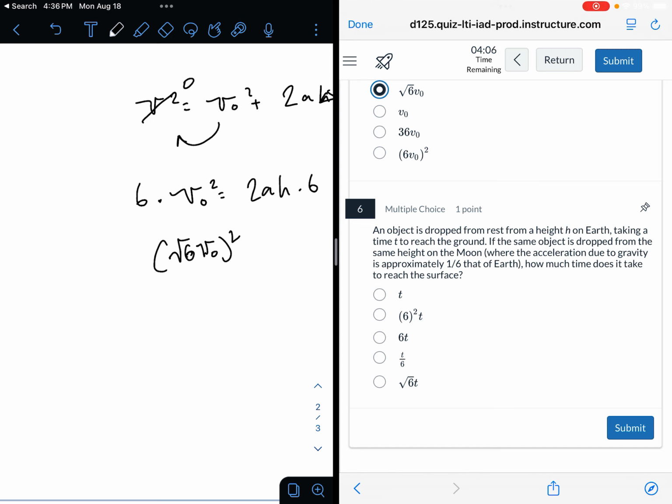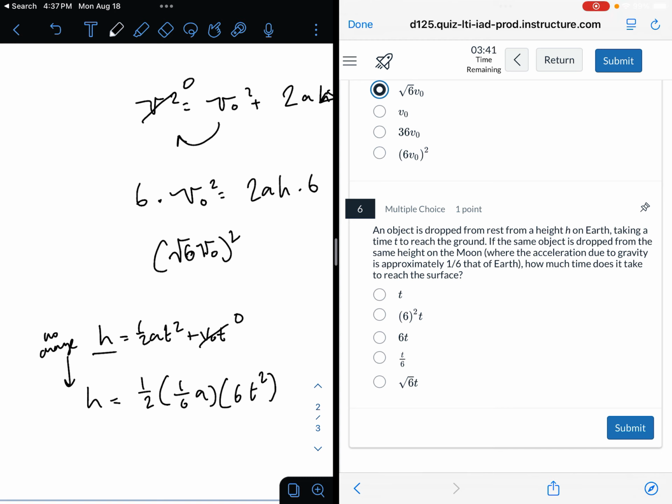Height is staying the same, so I can just use h equals 1/2 at squared plus v naught times time. That becomes 0. So h is constant. This is kind of crazy, right? h is constant. If I change the acceleration to 1/6 as much, well, this side has no change. So I have to multiply t squared by 6 so that the 1/6 cancels out the 6. In other words, more intuitively, if the acceleration goes down, the time it takes is going to go up in order for the height to stay the same.